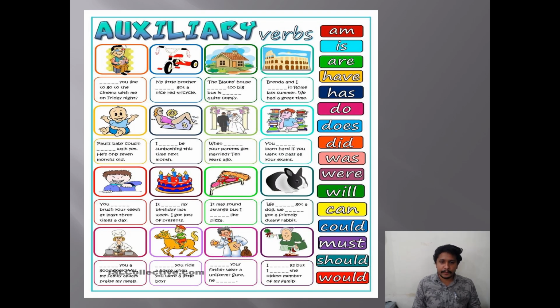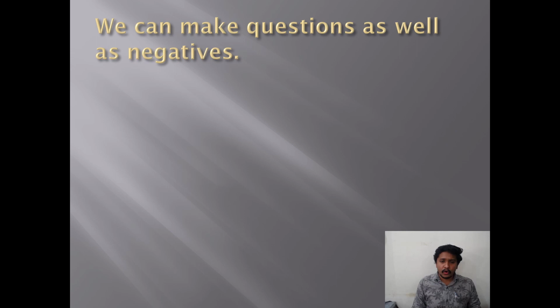So look at some examples of auxiliary verbs: is, are, have, has, do, does, did. These are all examples of auxiliary verbs. Just go through this picture and understand it carefully. Now we can make questions as well as negatives by using these auxiliary verbs or helping verbs.